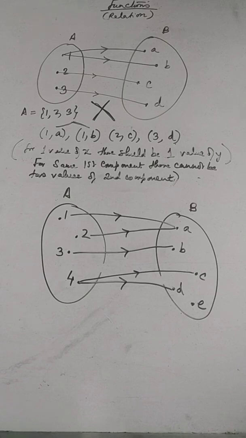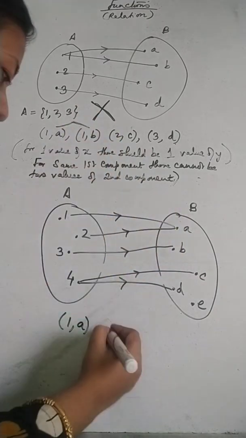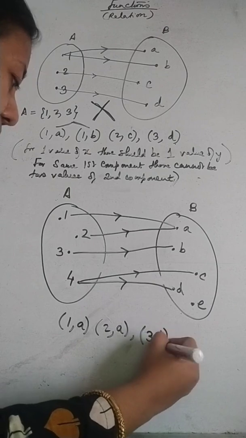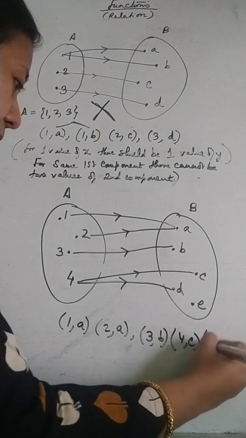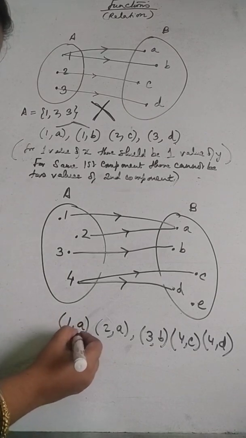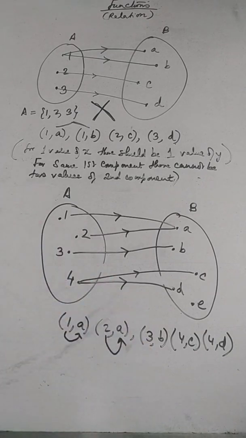Anyway, doesn't matter. So if I list, what am I getting? I'm getting the pairs 1 giving me a, 2 giving me a also, 3 giving me b, 4 giving me c and 4 giving me d also. So here notice this is not a problem because for 1 I am getting a, for 2 I am getting a. Second components may be the same, but the first components are not the same. So this is definitely a function.